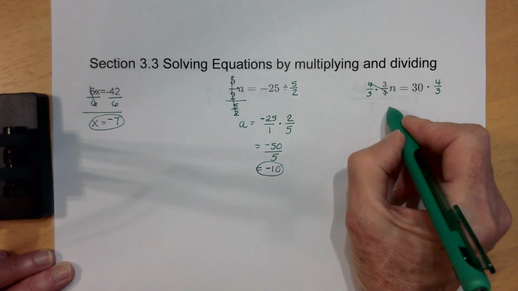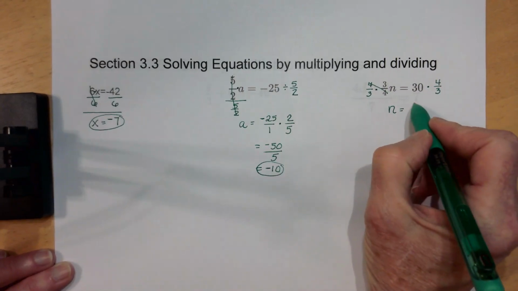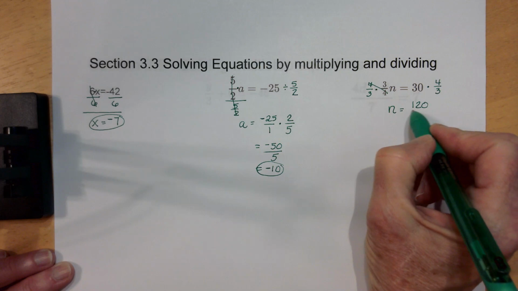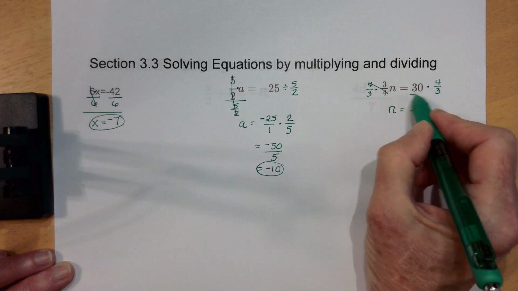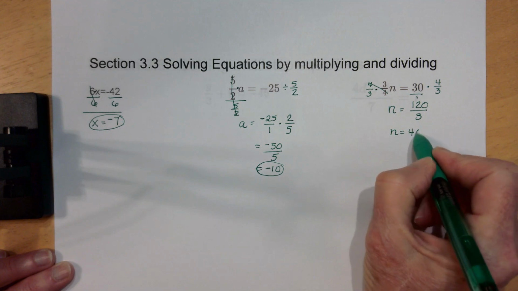So on this side, what I have left is n. On this side, what I'll have left is 120 over 3, because this is over 1. And when I divide that, I'm going to get a 40.